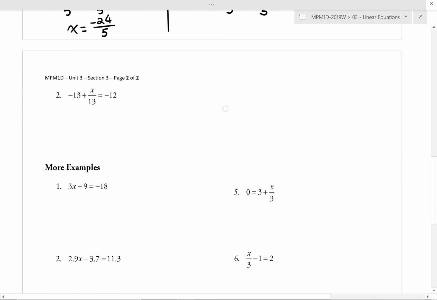How about for number 2? So number 2, what if, in this case, we move this minus 13 first? Let's try it. We'd end up with x over 13, and we move that minus 13 over to the right. We end up with negative 12 plus 13. We can now multiply both sides by 13. Actually, we're not quite ready to do that. Let's take another step. X over 13 equals negative 12 plus 13, which is 1. And now we can multiply both sides by 13. That gives us x equals 13.